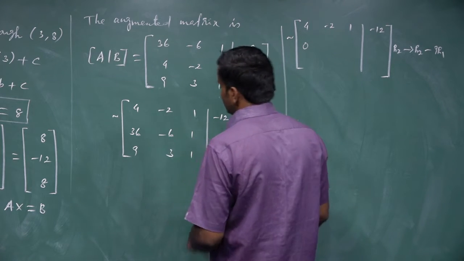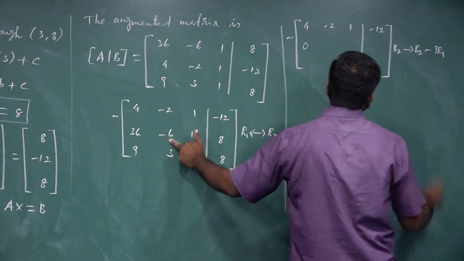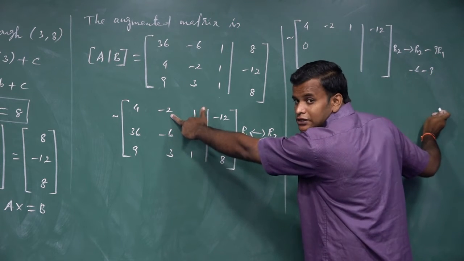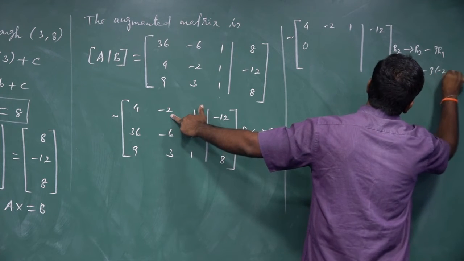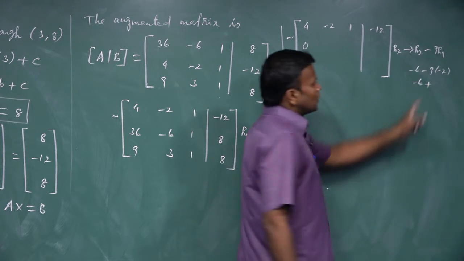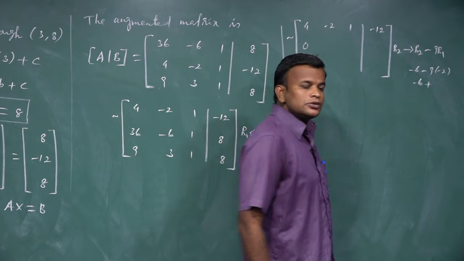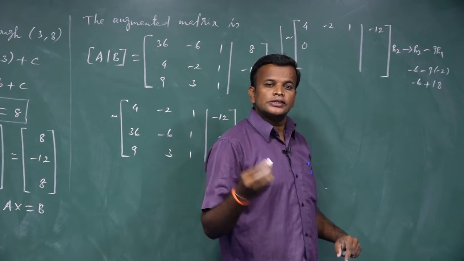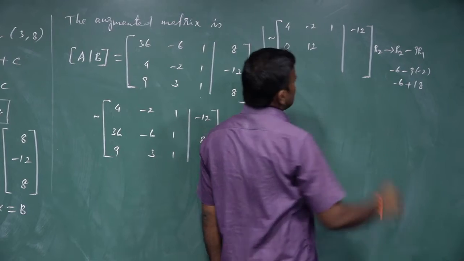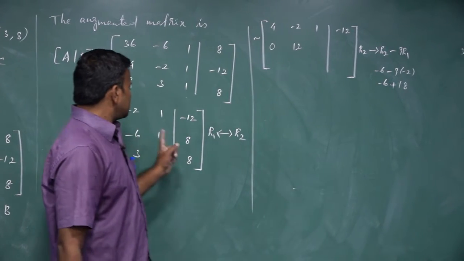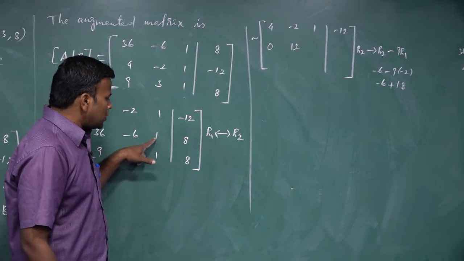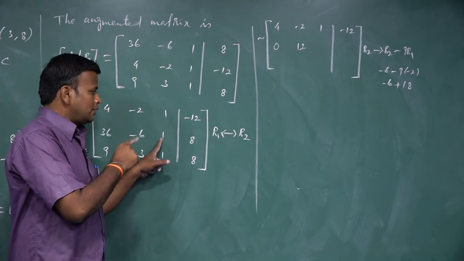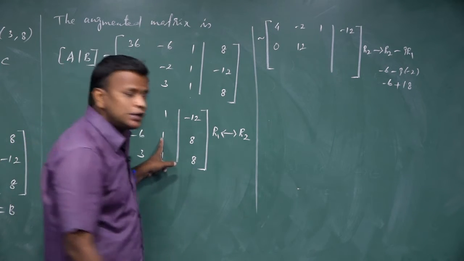The next one is also important. Here the corresponding element is minus 6. So minus 6 minus 9 times the corresponding element of R1, which is minus 2. Minus 6, minus minus is plus, 9 2s are 18. Minus 6 plus 18 is plus 12. The sign is also very important. Next, the number 1: we write R2 as R2 minus 9 times R1. So 1 minus 9 is minus 8.